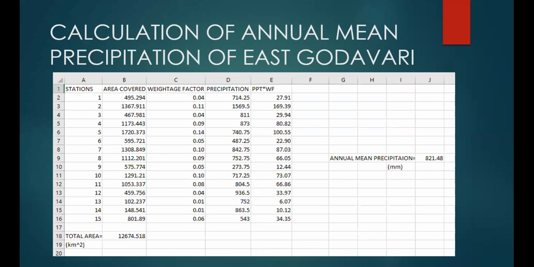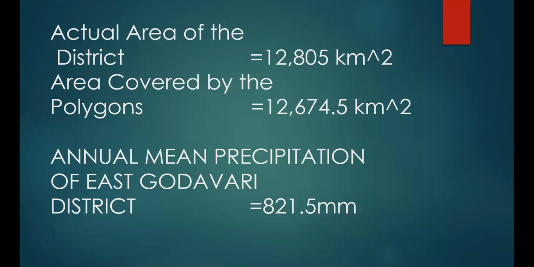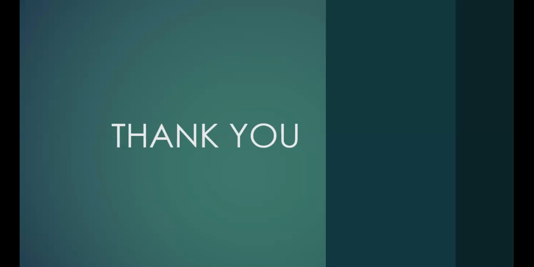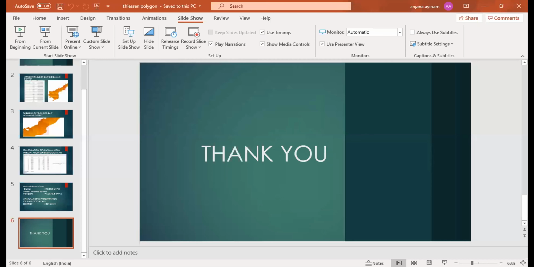Okay, so you have the weightage factors, you have the precipitations. So these are the annual precipitations. The annual mean precipitation is 800 and something mm for East Godavari. I got 12,674.5 as my polygon area and 12,805 is the actual area. Annual mean precipitation is 8 from. Good. So now, very quick and brief. Very good. So just go back to the fifth slide.